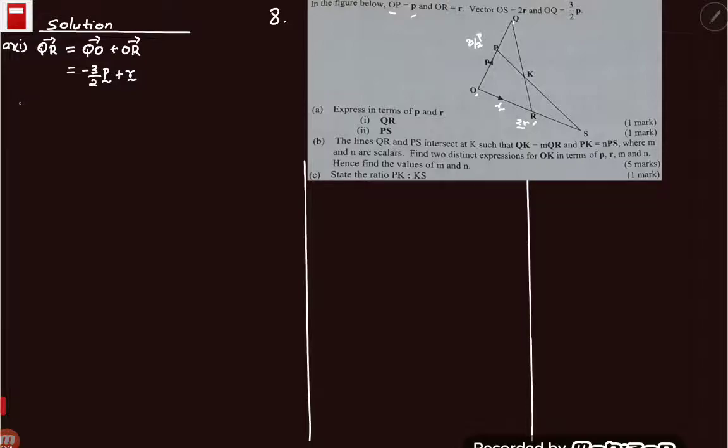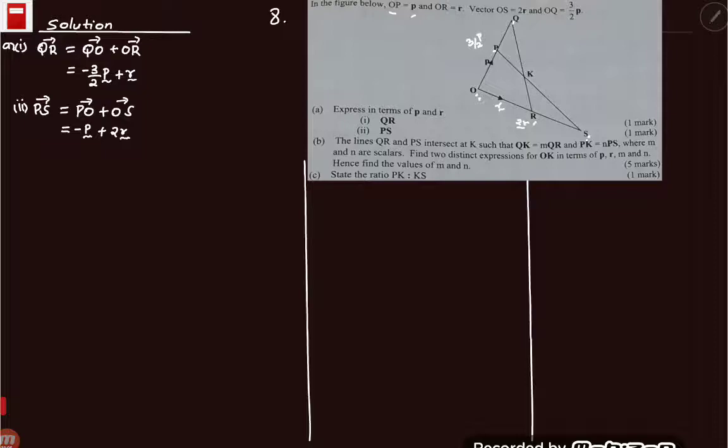Then PS. To move from P to S, we can follow the route P to O, then O to S. So PS is equal to PO plus OS. Now PO is the negative of OP, which is P, plus OS, which is 2R. So those are the expressions of QR and PS in terms of P and R.